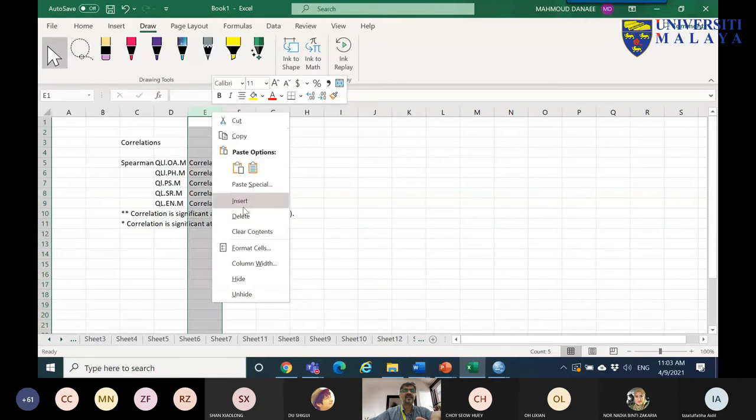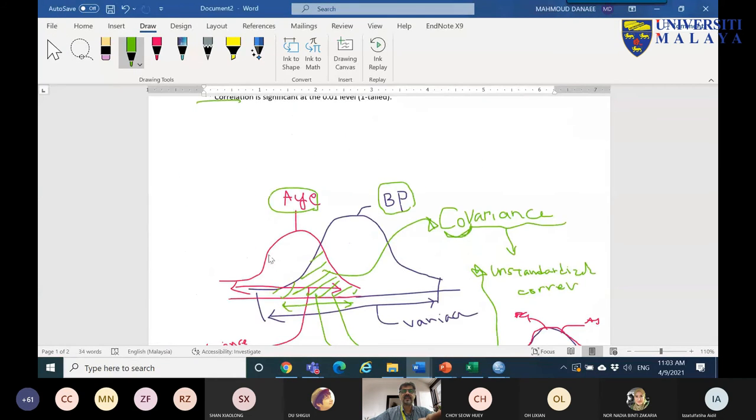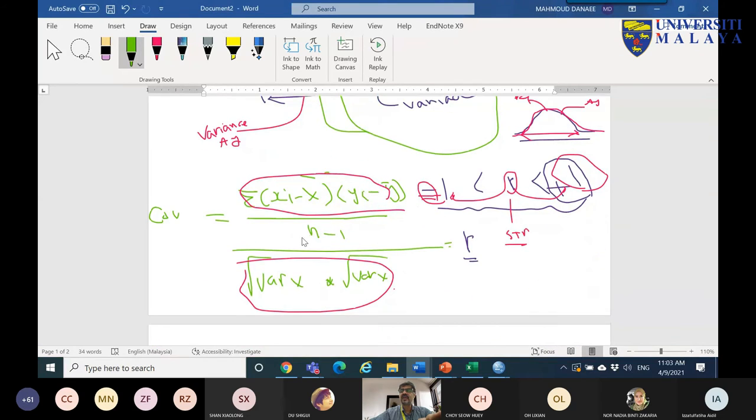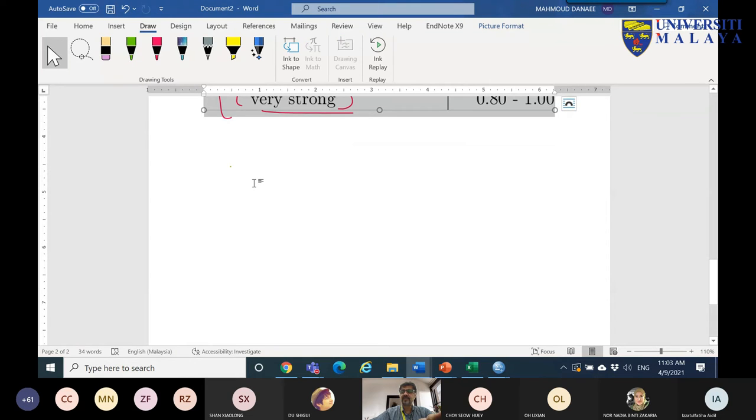So now look at here, this table is a summary of correlation between, if I want to report it, can you mute your microphone, sorry? Hello, I'd appreciate it if you mute your microphone.